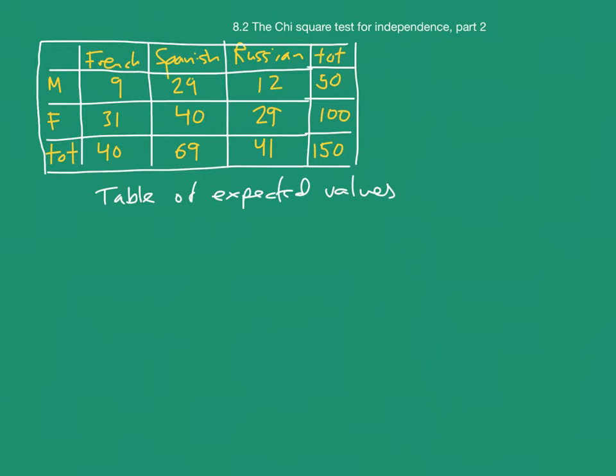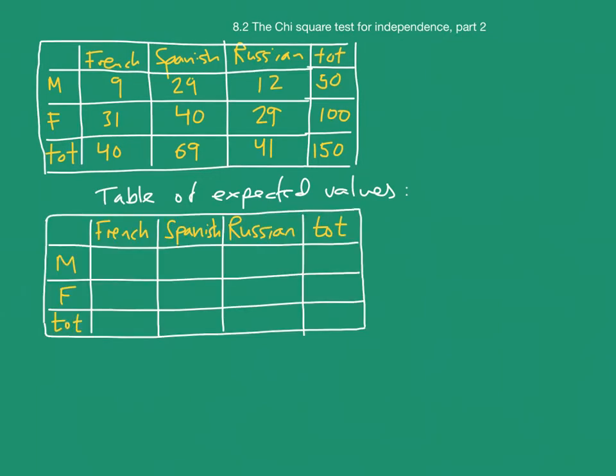So these are the values that we would expect from the total numbers of males and females and French and Spanish and Russian students that we have, and see what these probable values would be. So we can set up the table in the same way, but this is not going to be the survey results, but a table of expected values. So what is the difference between these observations in the survey and expected values?